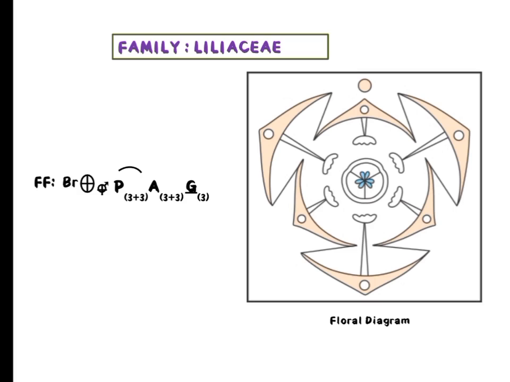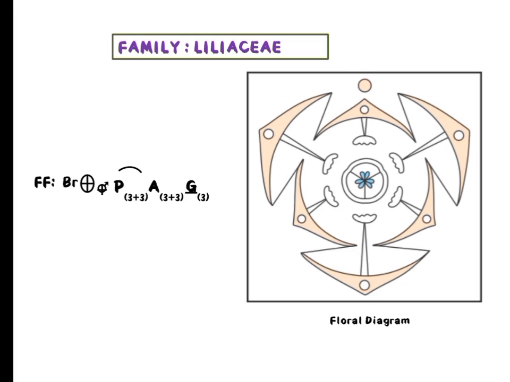Here bracts are present and it is actinomorphic, bisexual, and has tepals: 3 tepals arranged in 1 whorl and 3 tepals arranged in the second whorl. Okay, you can see this is 1, 2, 3. 3 are arranged in 1 whorl and the other 3 in the other whorl. So that's why it is represented as 3 plus 3, and they are fused. That is why we put a bracket.